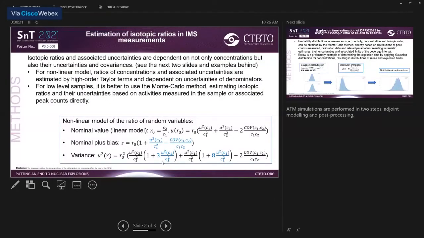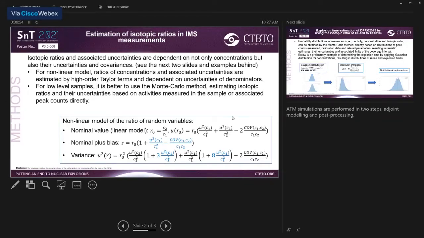As I showed in the last slides, the isotope ratio can be used for the event screen. Also, it can be used for the estimation of the nuclear explosion time. So the first issue is we need to calculate the value of isotope ratios. In this presentation, we show a Monte-Carlo method for this estimation.